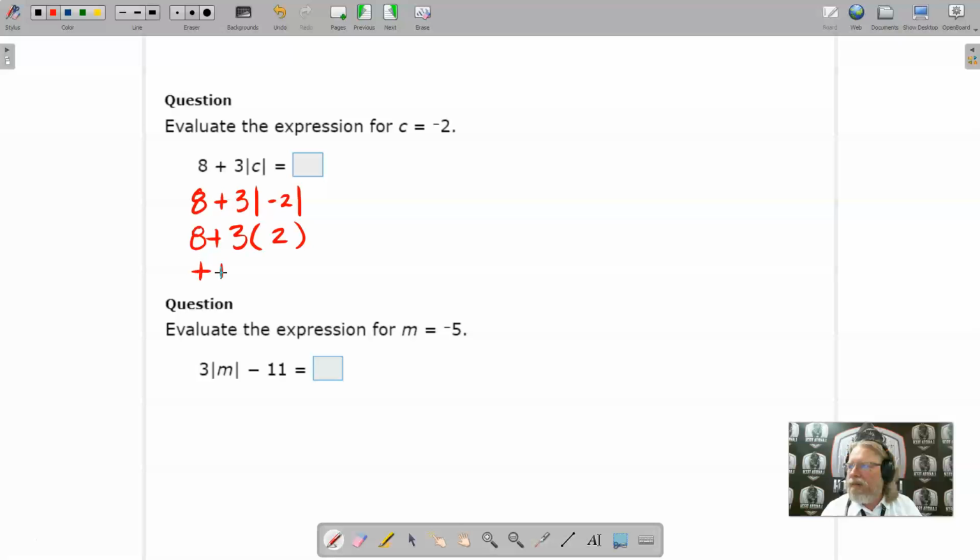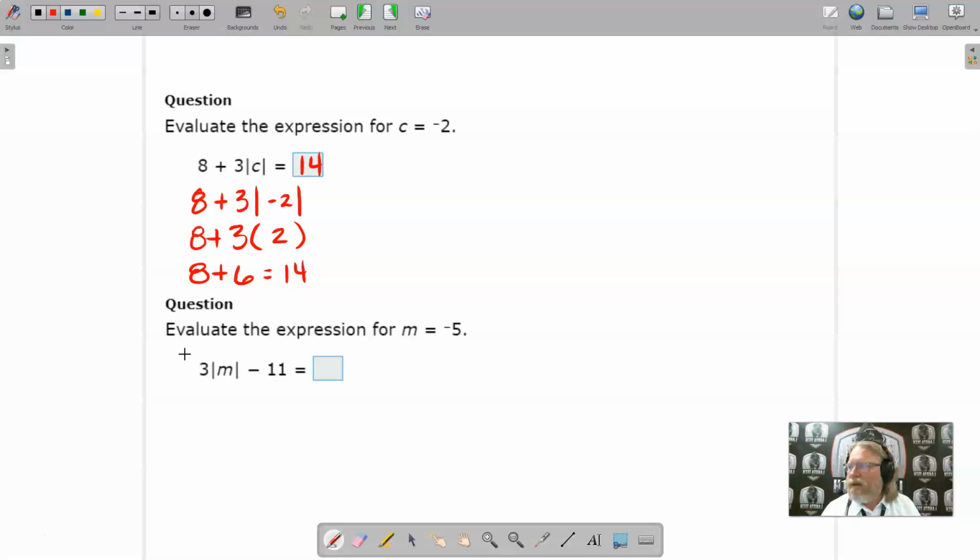Now we have 8 plus, my brain is just not here today. It's early morning whenever I'm doing this. So 8 plus 3 times 2 is 6, and 8 plus 6 is 14. So my answer is going to be 14.